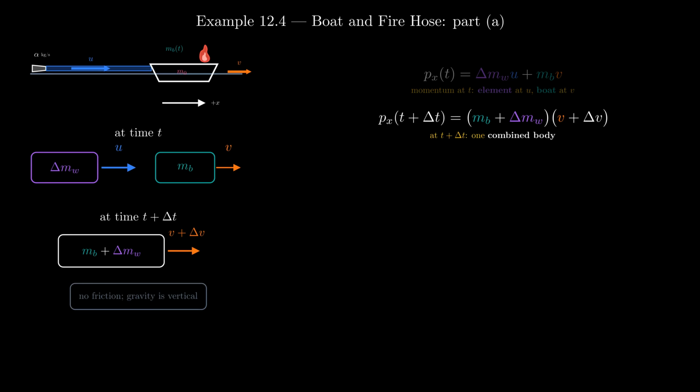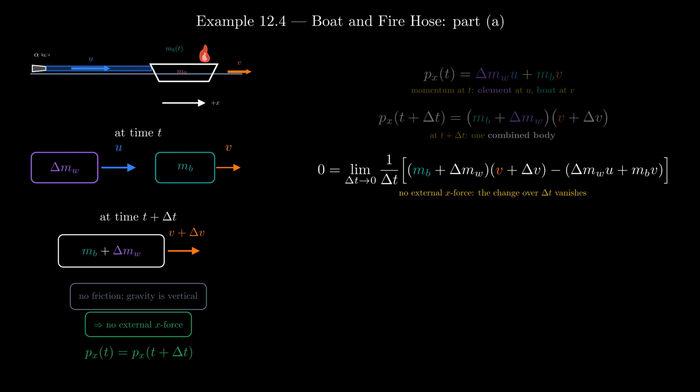The frictionless river exerts no horizontal force and gravity acts only vertically, so there is no external force along x. The x momentum of this system is constant. The two diagrams must total the same, and the limit of the change over delta t is 0. Write that out. 0 equals the limit of m sub b plus delta m sub w times v plus delta v, minus the quantity delta m sub w times u plus m sub b times v, all over delta t.